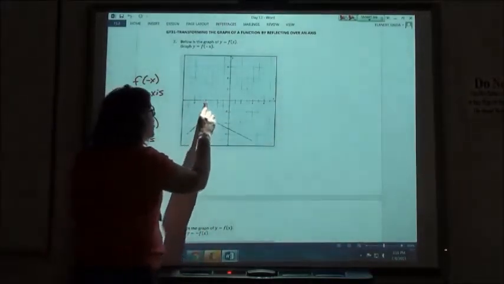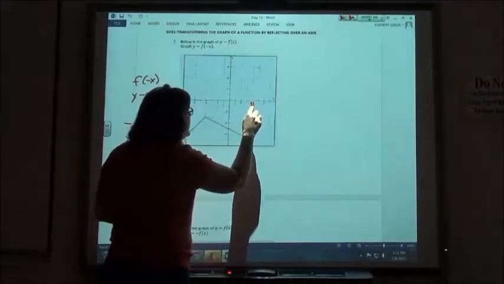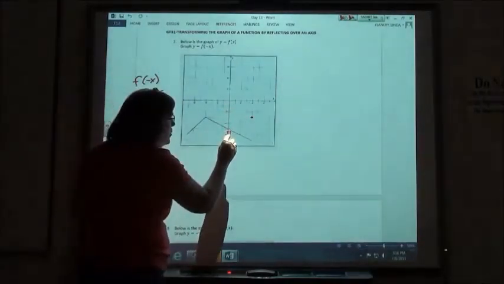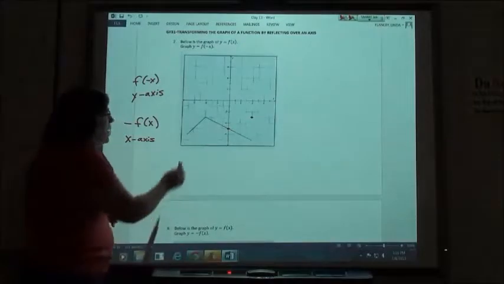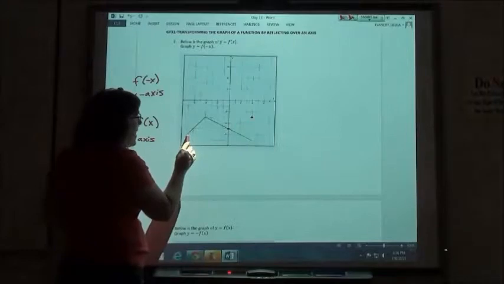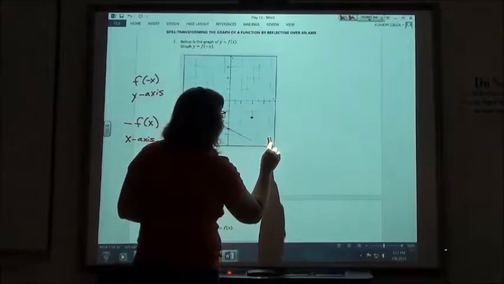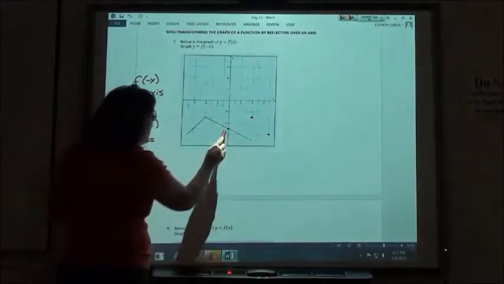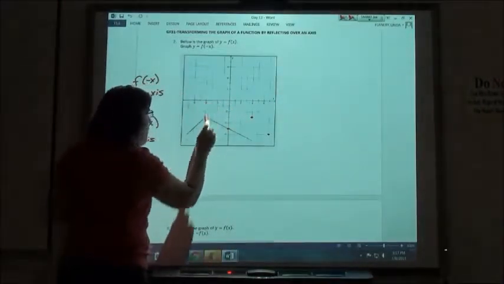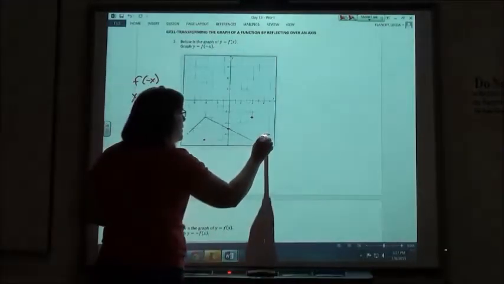So I might want to mark some points here. This one is at negative 4, negative 3. So at positive 4, negative 3, I'm going to have a point. This one right here is going to stay where it's at. If I do my end point, this one is at negative 7, negative 6. So at positive 7, negative 6, I'm going to have a point. And this one is at positive 4, negative 7. So at negative 4, negative 7, I'm going to have a point. So my graph now is going to look like this.